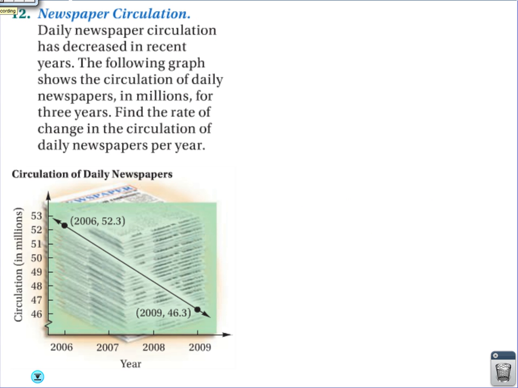Okay, let's work one last application problem here. It says daily newspaper circulation has decreased in recent years. The following graph shows the circulation of daily newspapers in millions for 3 years. Find the rate of change in the circulation of the daily newspapers per year. Again, we see that there is a steady decline. To find the rate of change, we're doing y2 minus y1 over x2 minus x1.